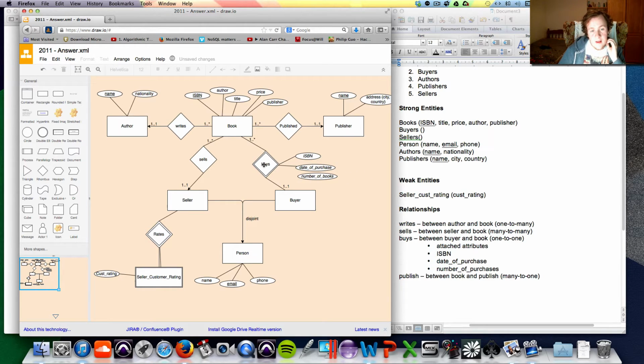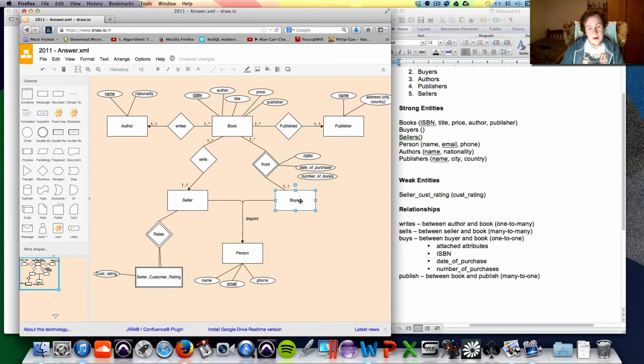And this here is modeled as a total. This relationship totally participates within buyer and book, because these attributes need to exist with this relationship. That's why it's modeled that way. And as you can see, everything else I explained has been put into this table.